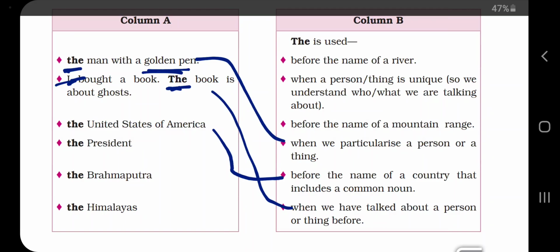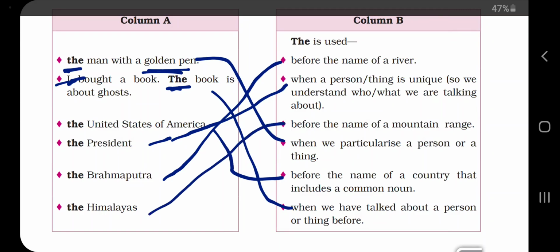The president. When a person is unique, the president of a country is a unique person. He is a single person and specific, very particular. The Brahmaputra, the Himalaya, the Ganga, the Yamuna, all the rivers, before a river's name, the has to be used. Before a mountain range, you have to use the. So this is worksheet 4.